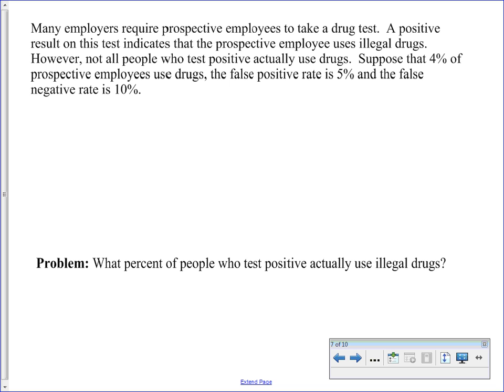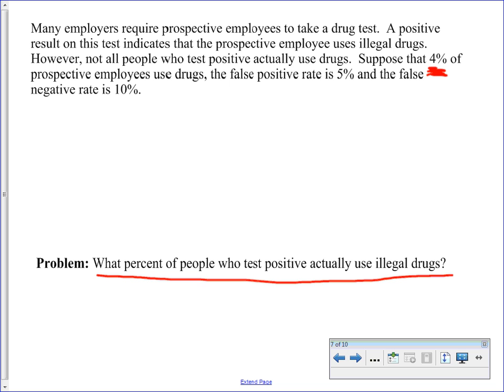So what does false positive and false negative mean? Well, a false positive means you didn't take drugs, but you tested positive for them. A false negative means that you did take drugs, but the result didn't say that you took them. And it'll make sense when we draw the tree diagram. So the question is, what percent of people who test positive for illegal drugs actually do it? And so this is an interesting thing, and the key to this is that the percentage in the population of people that are actually using drugs is very low.